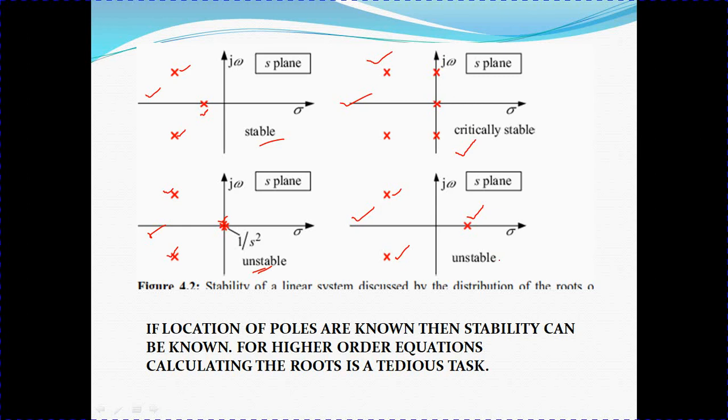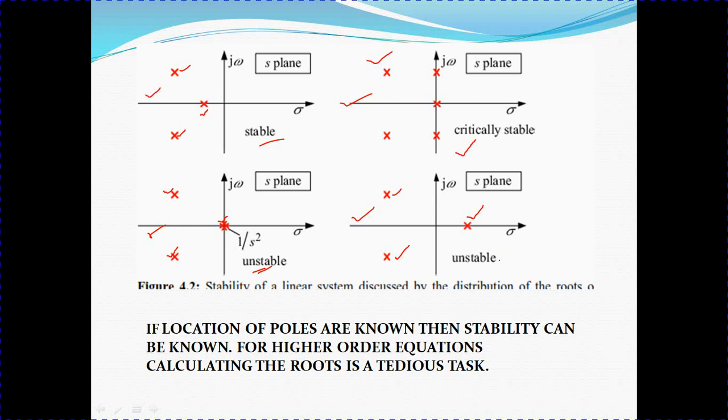But for higher order equations it will be difficult to calculate the poles. For example, if I say s square plus 5s plus 6, then it can be easily factorized into s plus 3 into s plus 2 equal to 0. Hence s is equal to minus 3 and minus 2. So these are the locations of the poles. So definitely that is going to be a stable system.